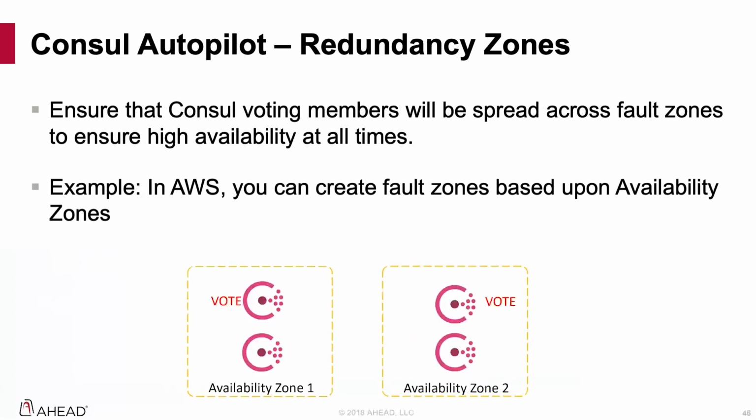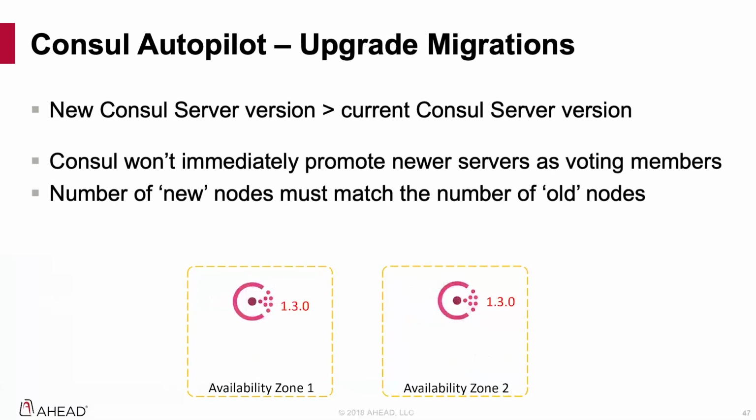Redundancy zones, example here. So we have 2 AZs, again, sorry for the AWS stuff. Each one of those is officially a fault zone. We have the 2 voting members at the top, so we ensure that we have a voting member in each fault zone. If we want to upgrade the one in the top right, it'll ensure that the voting member actually stays in availability zone 2 and doesn't move to the other one in AZ1. We can upgrade that one, and so we ensure that we have voting members across those fault zones.